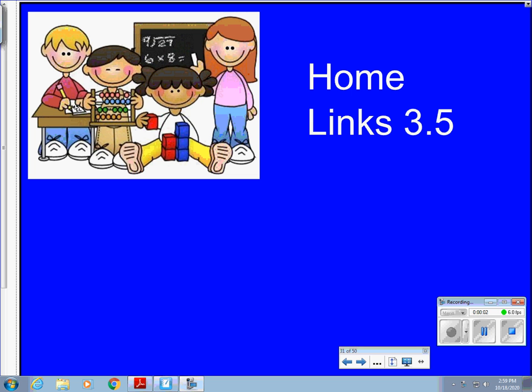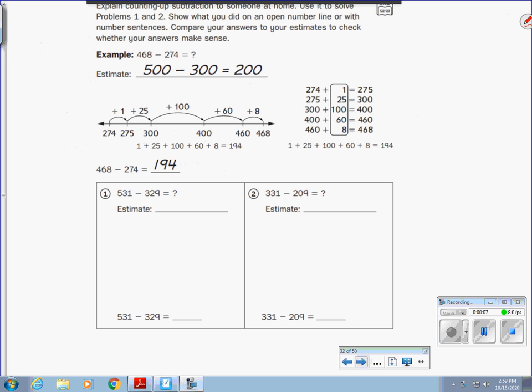Okay, boys and girls, we're going to look at Home Links 3.5. We're going to explain counting up subtraction to someone at home. We did counting up today in class, so hopefully you can explain this. And then you're going to use it to solve problems 1 and 2. Show what you did on an open number line or with number sentences. Compare your answers to your estimate to check whether they make sense.